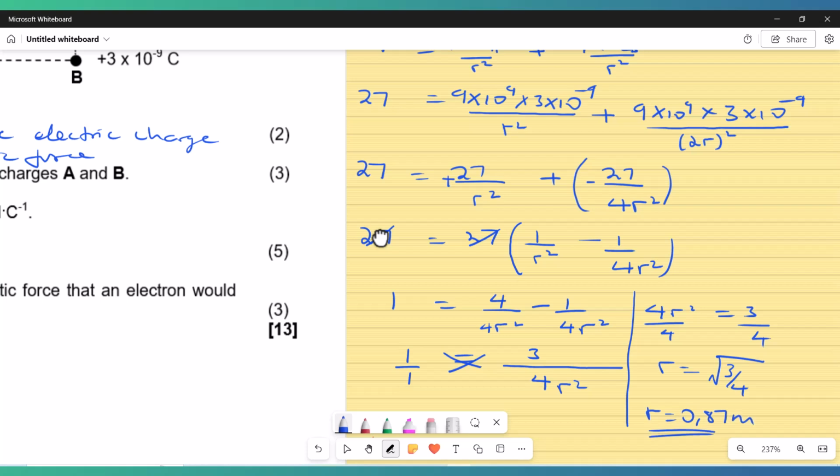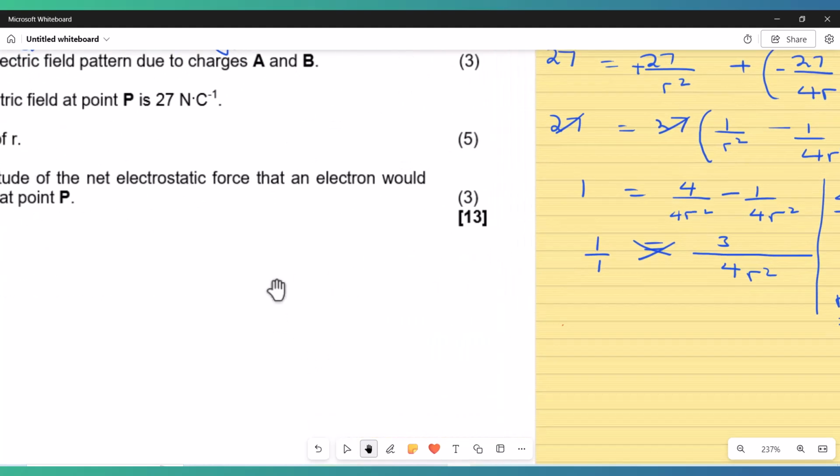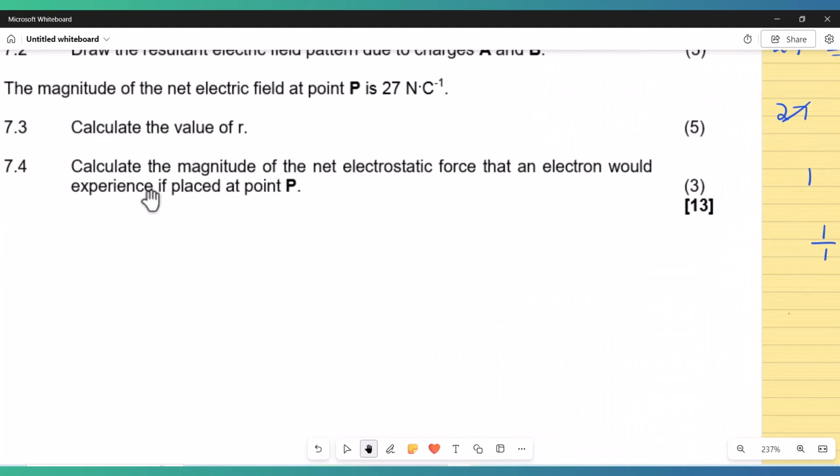I hope we are together. Next here, what must we find now? Let's check it out here. They say calculate the magnitude of the net electrostatic force that an electron would experience if placed at point P. I repeat, calculate the magnitude of the net electrostatic force that an electron would experience if placed at point P.